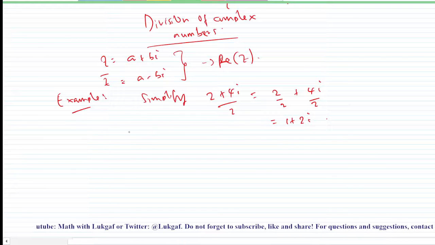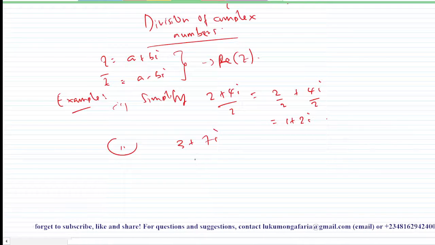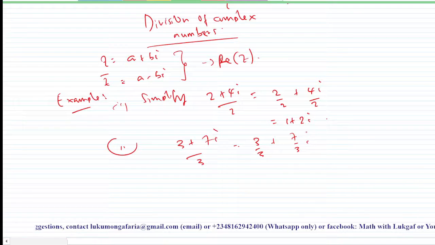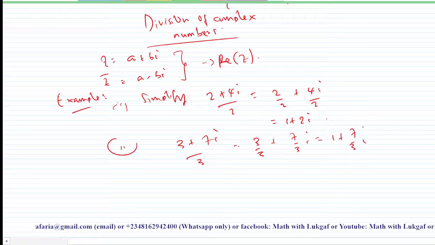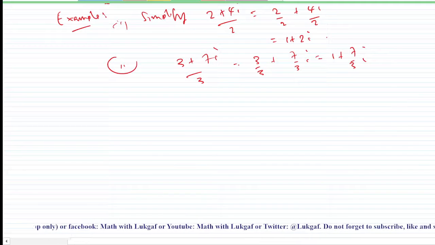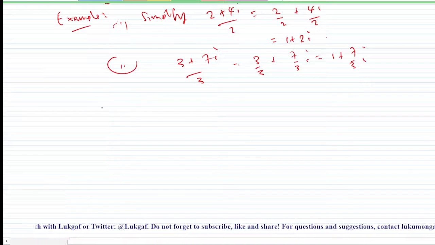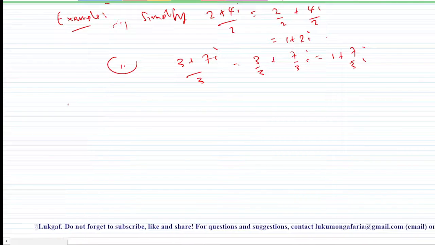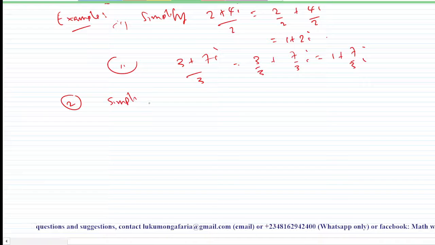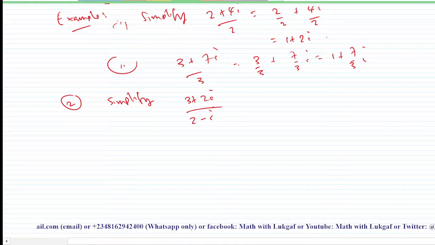Likewise, if you have 3 plus 7i divided by 3, this is also simple. That's going to give you 3 divided by 3 plus 7 divided by 3i, that's 1 plus 7 divided by 3i. But what of the case whereby you are going to divide a complex number by another complex number? Let's say I have another example, example 2. Simplify 3 plus 2i divided by 2 minus i.